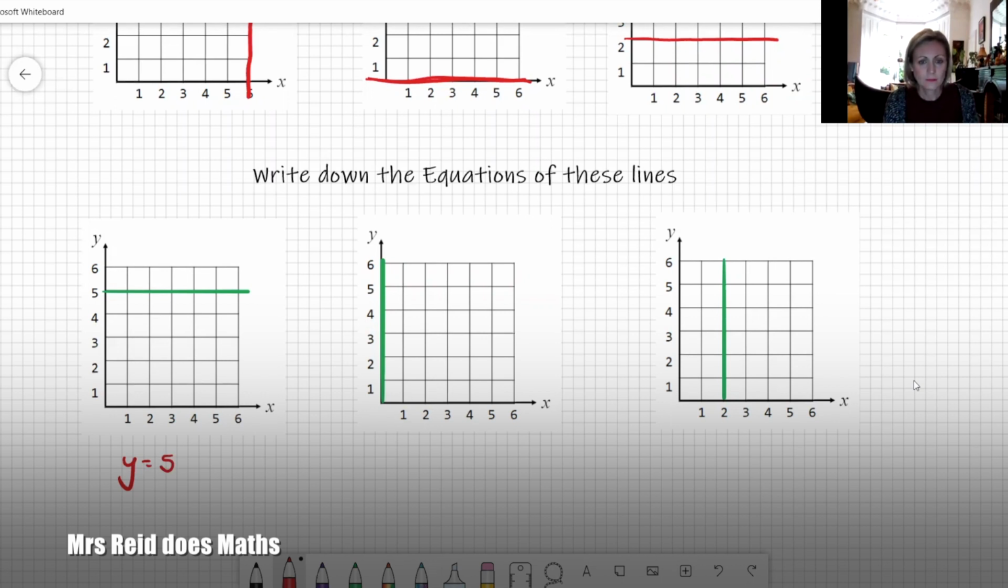The second one is 0 across in the x direction, so it's x equals 0, and it's parallel to the y-axis. In fact, it is the y-axis. And the last one is 2 across in the x direction, so it's x equals 2, and it's parallel to the y-axis. So that's definitely correct.